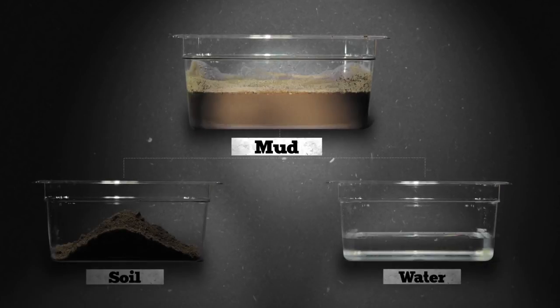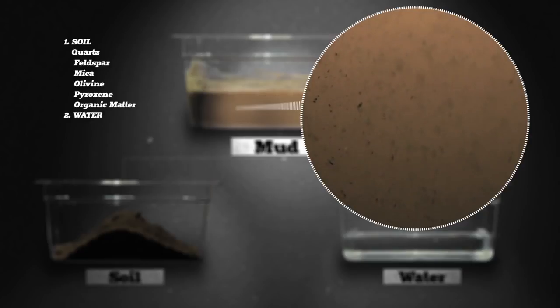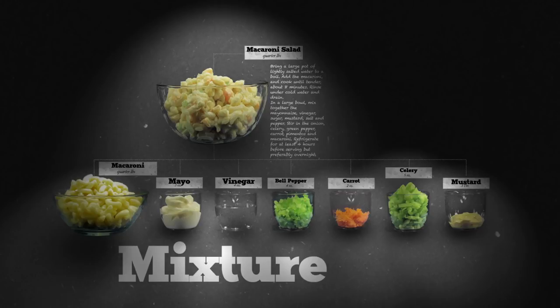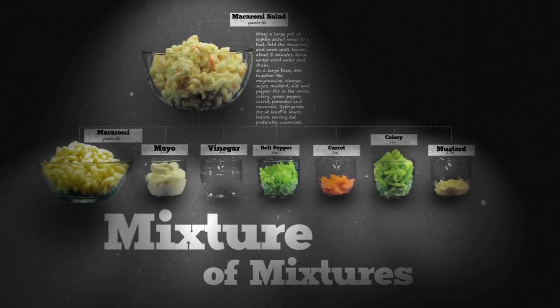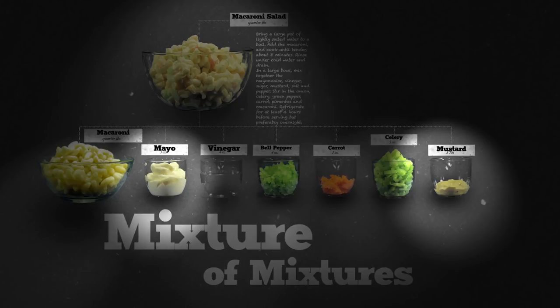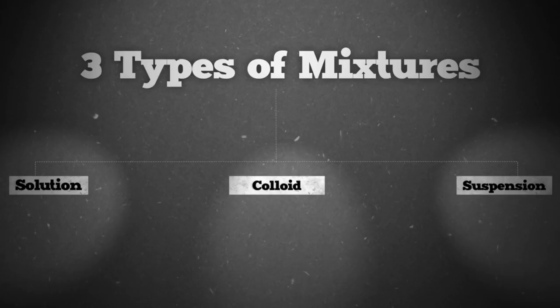The soil and water in mud haven't actually changed. There's still soil and water. You've just created a mixture of soil and water. Mud. It turns out that macaroni salad is actually a mixture of mixtures, because many of the ingredients, like mayo and mustard, are already mixtures themselves, which is nice for us because if we look closely, we'll see the three main types of mixtures that exist.